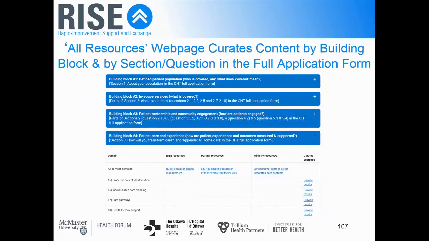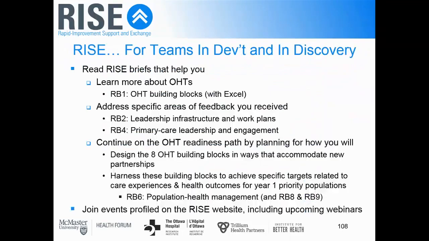We have practice guides on implementing integrated care that come from the Health System Performance Research Network, which is another part of the OHT Central Program of Supports. And we have the Ministry's jurisdictional scan of select integrated care systems. In areas where we don't yet have an OHT or other partner resource, you can click on a link and get the best synthesized evidence in the world through Health Systems Evidence. So it will pull up available research evidence on the topic.